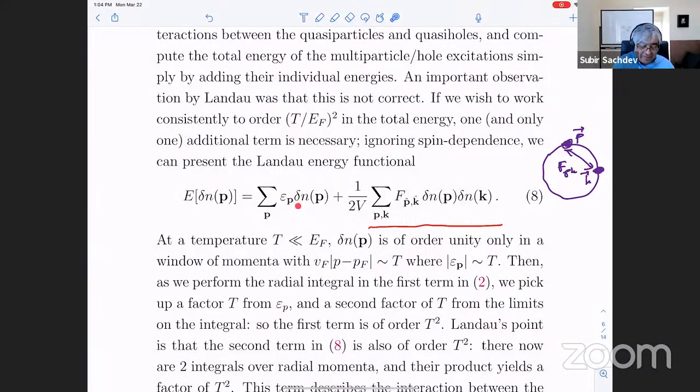Here, this is non-zero on a width of order T. But this value of EP is also of order T. So now you're getting a factor of T squared for different reasons: a factor of T from EP and a factor of T from the integration over P. Here you're getting both factors of T from the integration over P. So it's a little different. F of PK is just some constant. It doesn't vanish on the Fermi surface, whereas EP vanishes on the Fermi surface. So that was Landau's point. Because EP is vanishing on the Fermi surface, you have to go to quadratic order in delta N to be consistent.